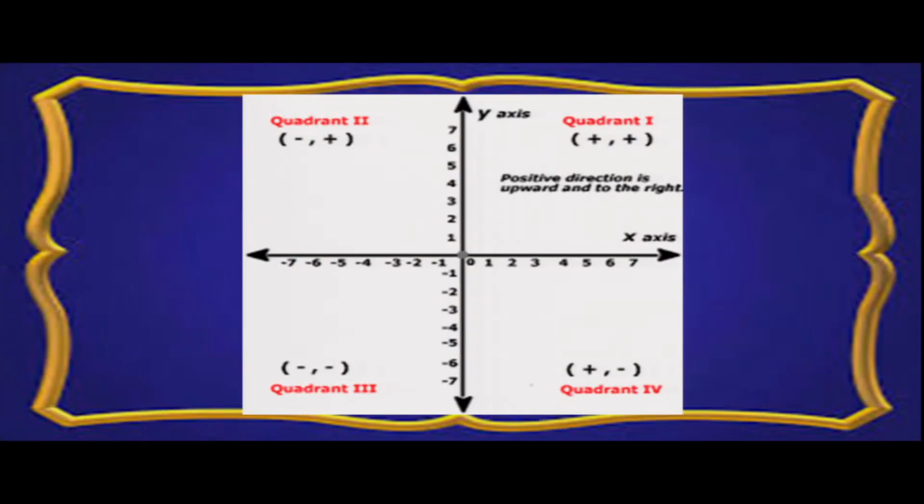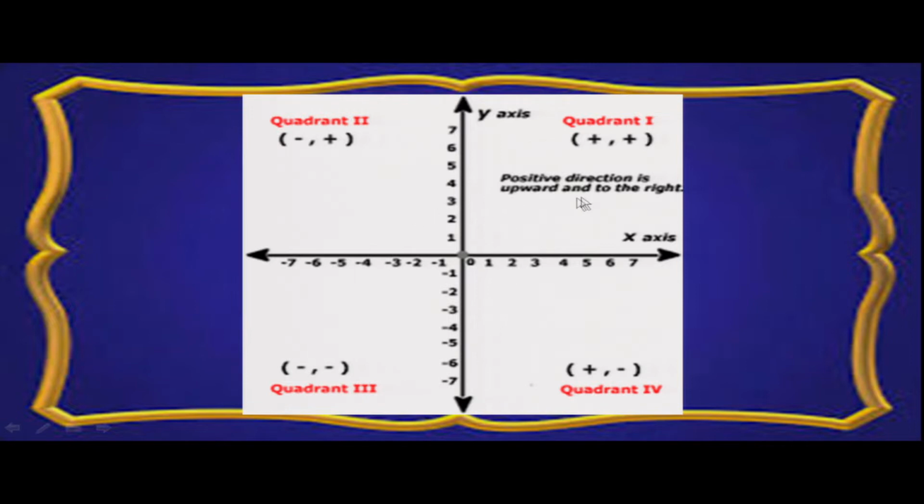Here is a Cartesian plane. We have two number lines, one horizontal and one vertical. The horizontal axis is called the x-axis and the vertical axis is called the y-axis. Now, this is the origin. From the origin to the right side, the numbers are positive, and from the origin to the left side, the numbers are negative. Similarly, from the origin upwards on the y-axis, the numbers are positive, and from the origin downward, the numbers are negative.